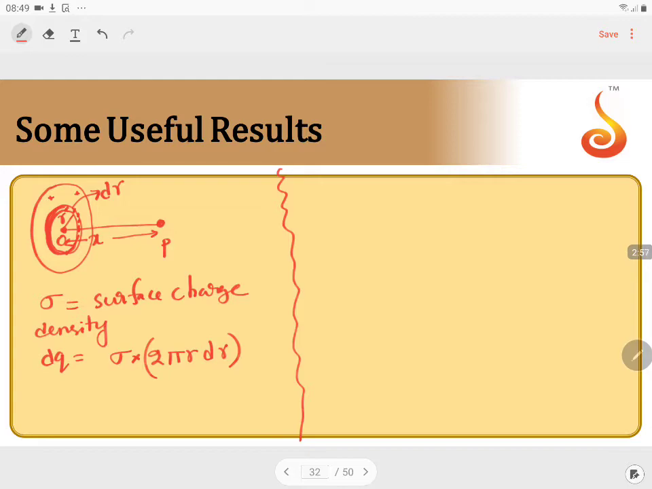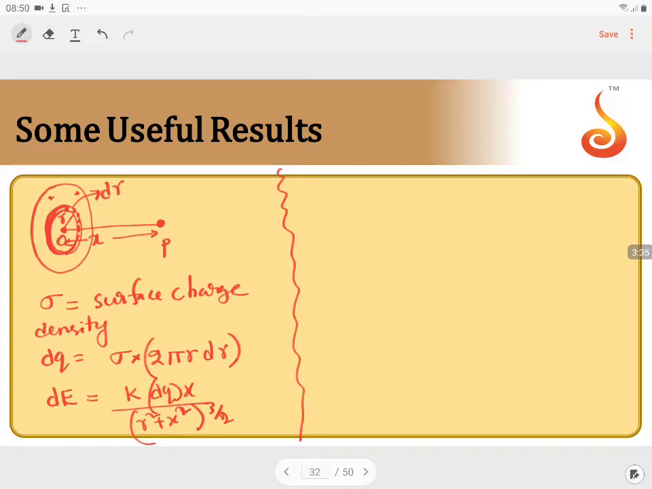Already you know the electric field produced by a ring of charge at a point on the axis. So the same formula we use here for the small ring element. It is k dq into x divided by, the radius of this ring element is r and the distance of point P from the center is x, so r square plus x square whole power 3 by 2. So this is the small amount of electric field produced by the small ring element.